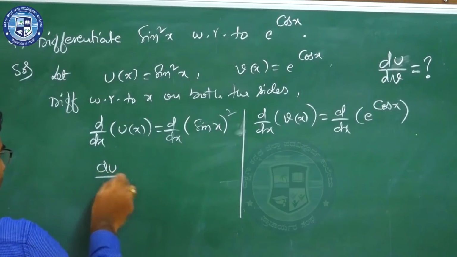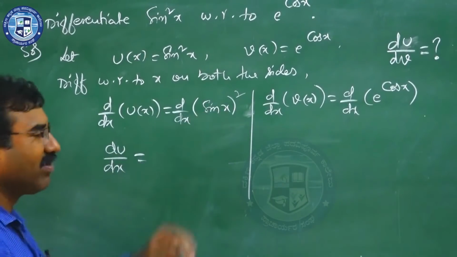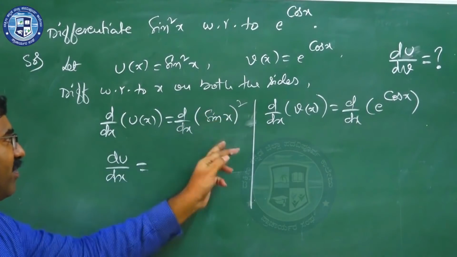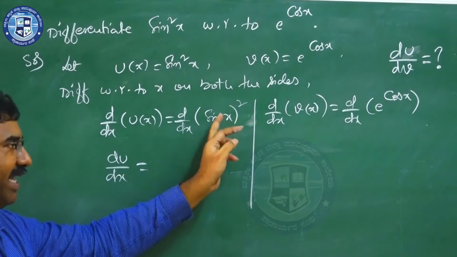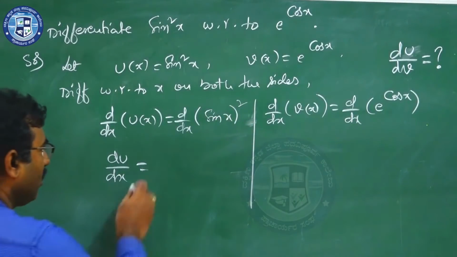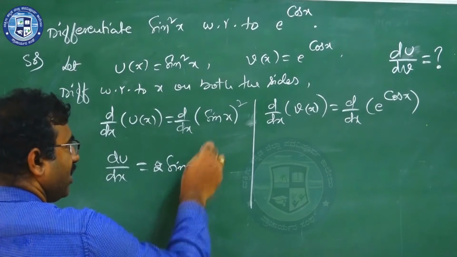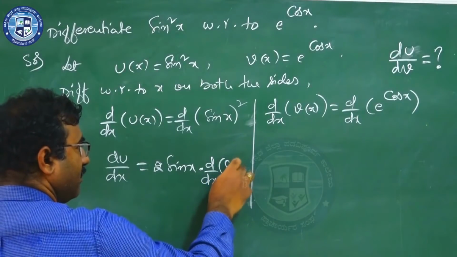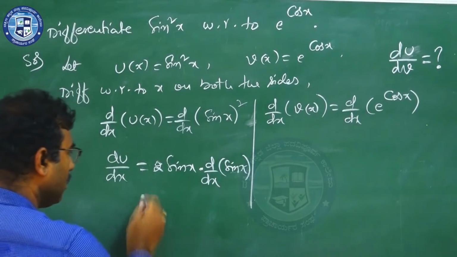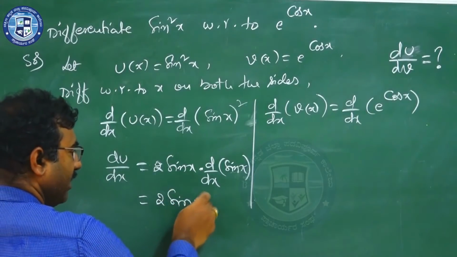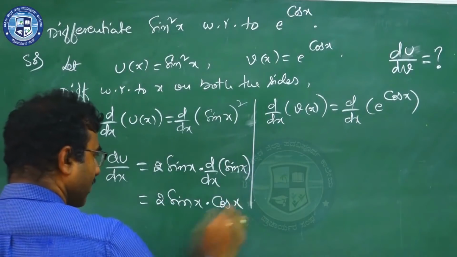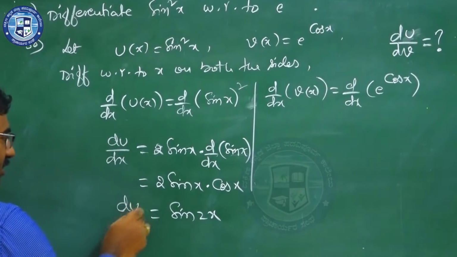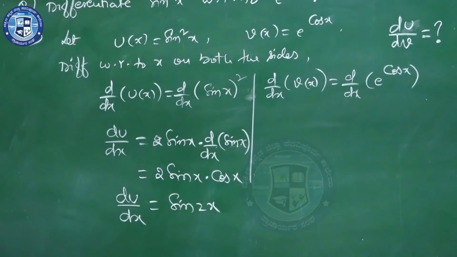So du by dx is equal to, what does it look like? It's sine x whole square, so you can apply the x power n formula. x square gives 2x, so 2 sine x into d by dx of sine x. The differentiation of sine x is cos x. So you get sine 2x. This is du by dx. Du by dx is sine 2x, we got it.